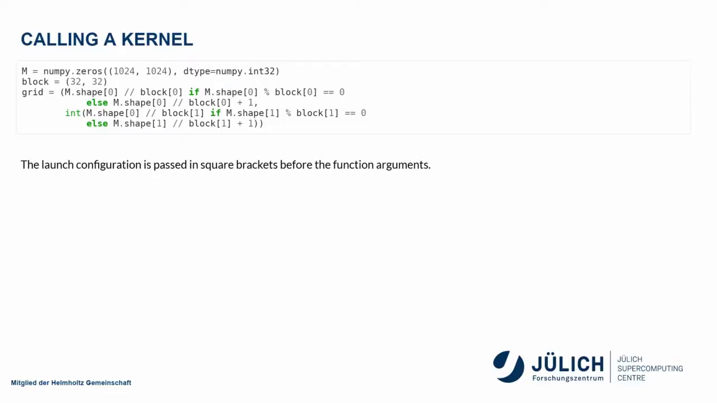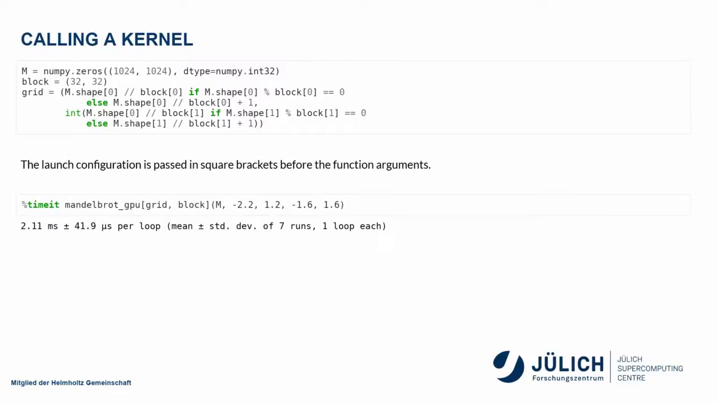The launch configuration is then passed in square brackets before the function call. So the function call actually looks slightly different. I have my Mandelbrot GPU, that was just my function name. And then I pass the grid and the block. And then I pass the remaining function arguments.